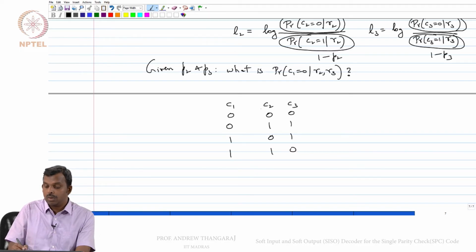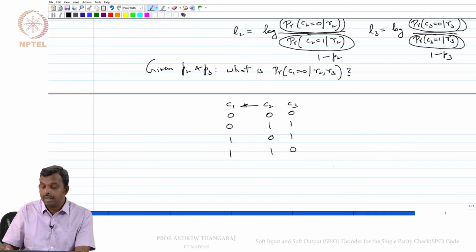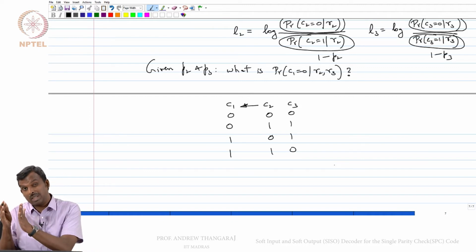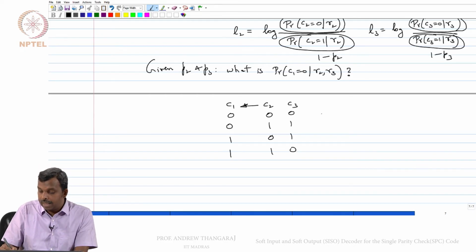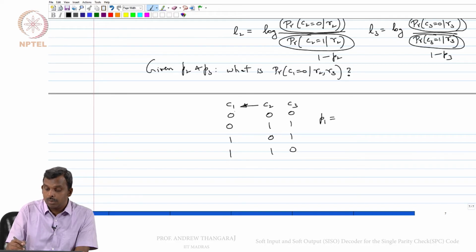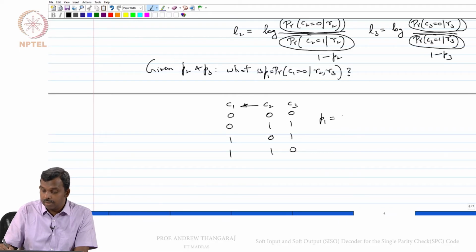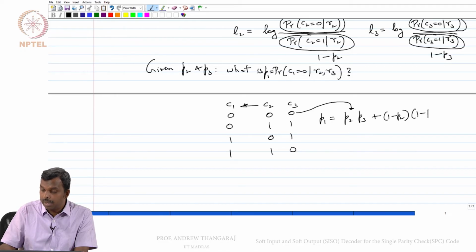Okay. So, this is how C2 and C3 decide what C1 will be. I'm given only C2 and C3, and I want to figure out what C1 is. This is how it works. If you want to look at P1, which is the probability of C1 equals 0, maybe I should call this P1. This is going to be P2 times P3, that is the first term here, plus 1 minus P2 times 1 minus P3. That is the second term here.